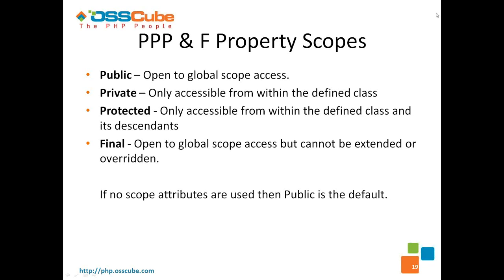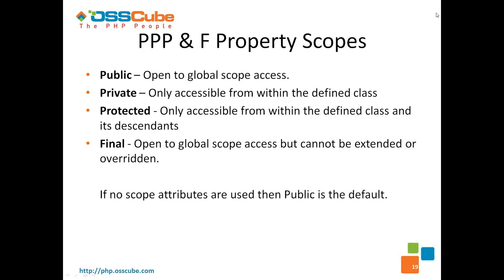method or property is. And then the last one here is final, and it's open to global scope, but it can't be extended or overridden. So it's a combination of public and private, really, if you think about it like that.